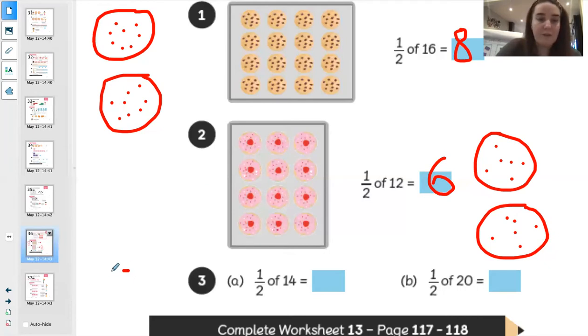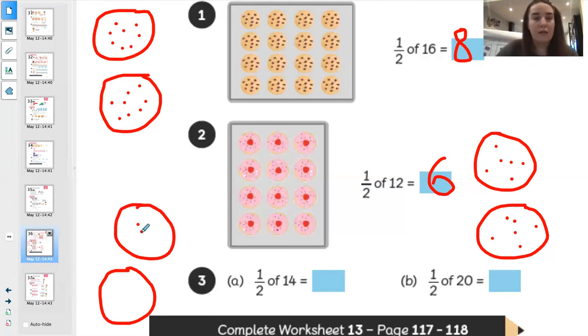So half of 14, so I've got to draw my 2 plates. So I'm finding half, I'm sharing it between 2 people. And I go 1, 2, 3, 4, 5, 6, 7, 8, 9, 10, 11, 12, 13, 14. Okay, did I share those equally? Let's check. 1, 2, 3, 4, 5, 6, 7, 8. Oh, right, okay. So half of 14 must be 8 then.